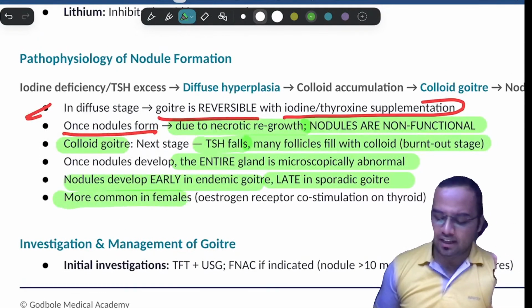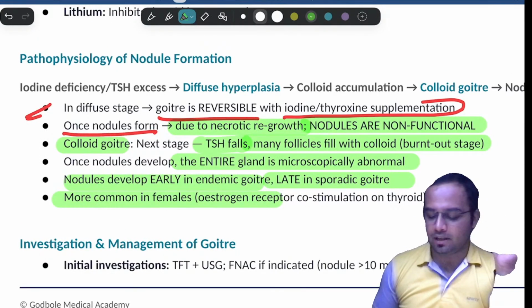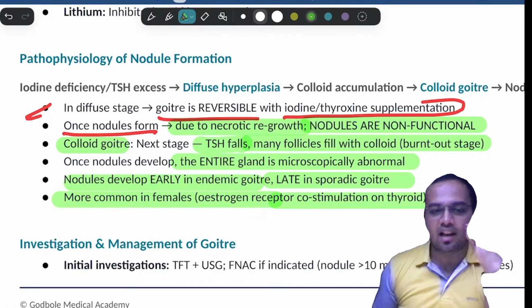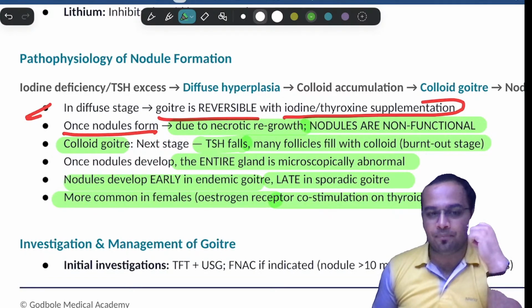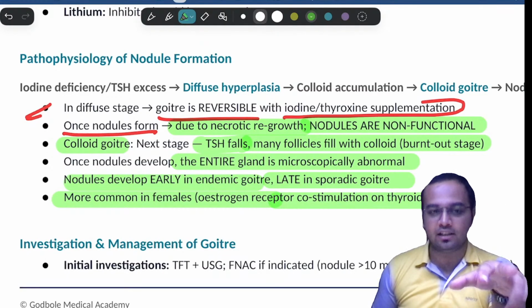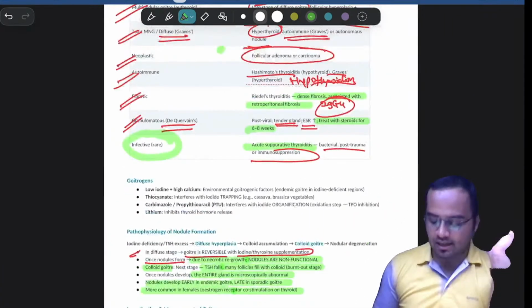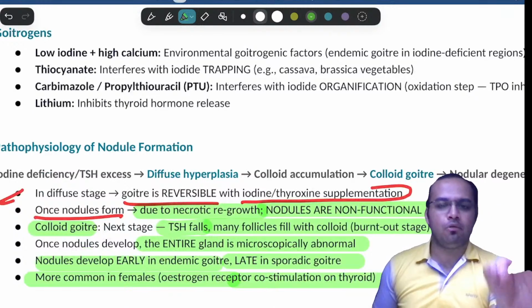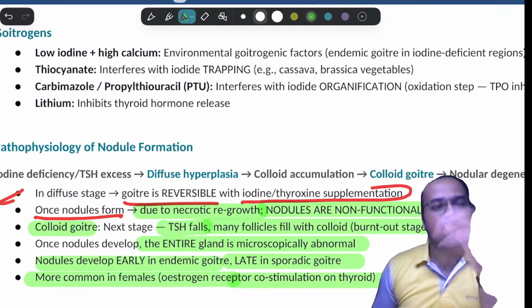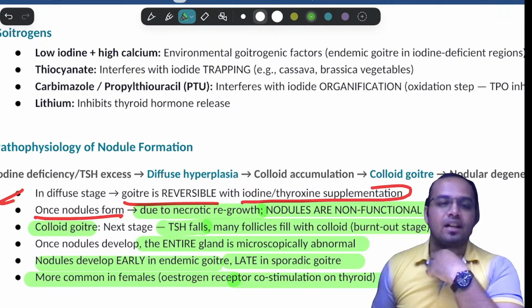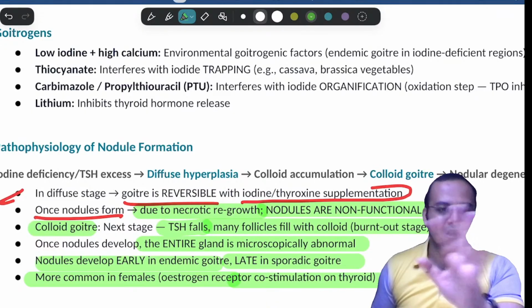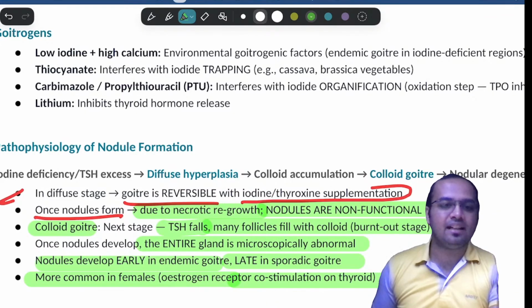And it is more common in females because there is some estrogen receptor co-stimulation. We already saw that in ductal glands of the salivary gland neoplasm, there is again an estrogenic and androgenic response. Here also we are seeing the same thing. So very much important for you to know. What is important is that once a nodule is formed, it is going to be irreversible. If the patient is demanding removal of the gland, then thyroidectomy is the only option. The nodules cannot go, but the diffuse gland is always reversible.